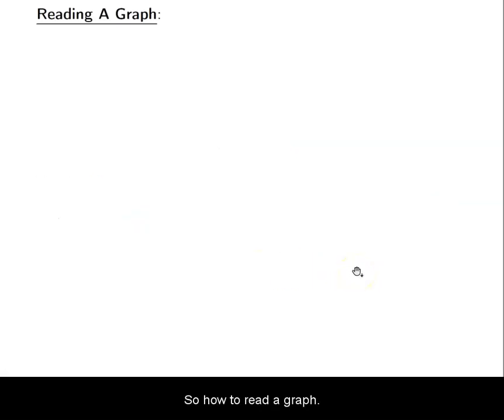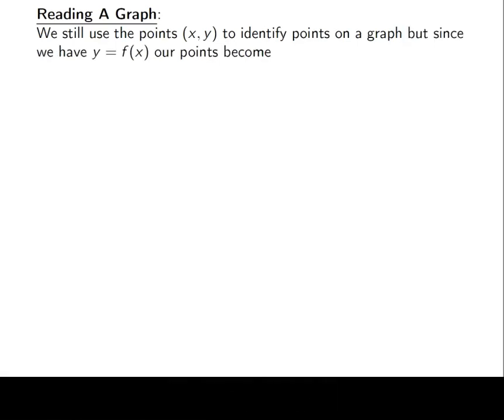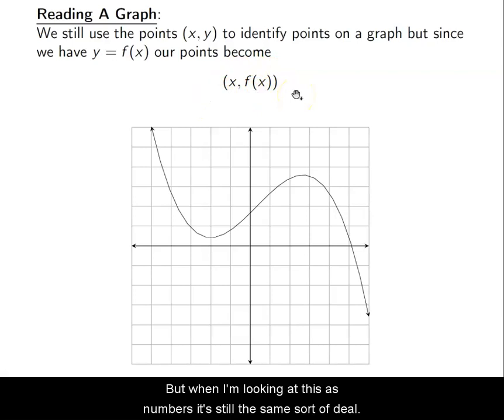So, how to read a graph? We still use points, okay? X, Y to identify points on my graph. Before it was points on the graph of my equation, right? It's the same thing, remember, it's just now we're calling it a function instead. So in order to find points on my graph, I use xy, okay? But since I've changed my name from y to f of x, I don't call it xy anymore. I prefer to think of it as x and f of x, okay? Because again, remember, the f of x notation allows me to talk about what I'm plugging in, but when I'm looking at this as numbers, it's still the same sort of deal, okay?